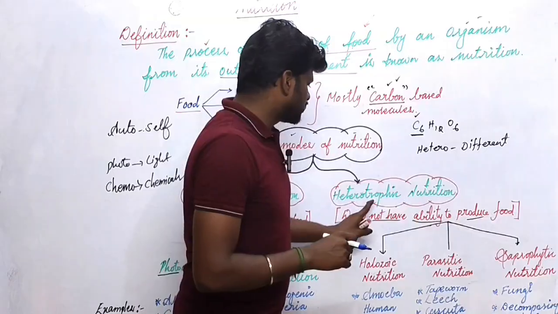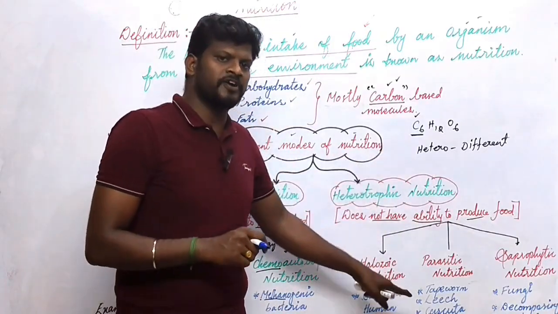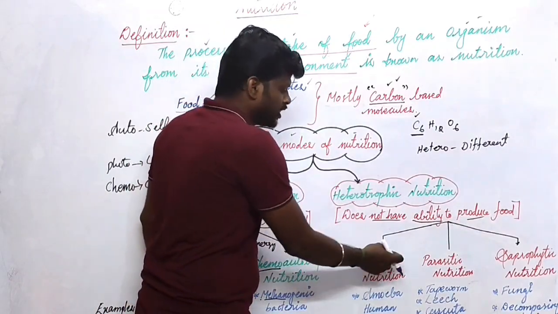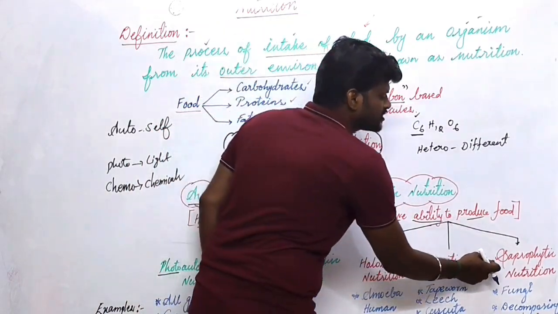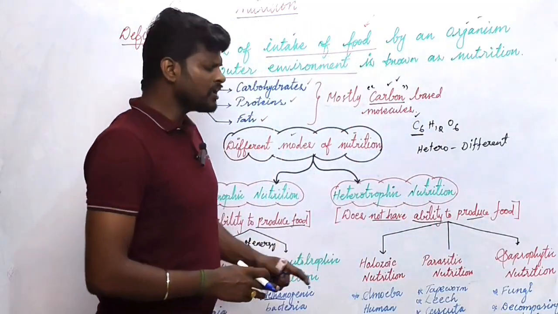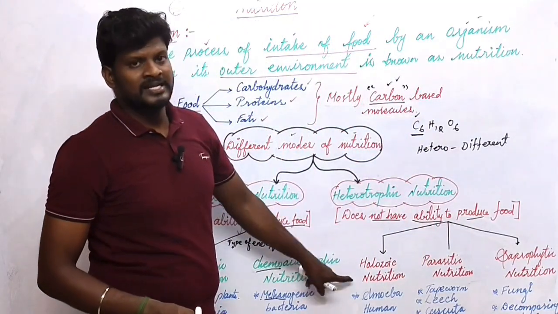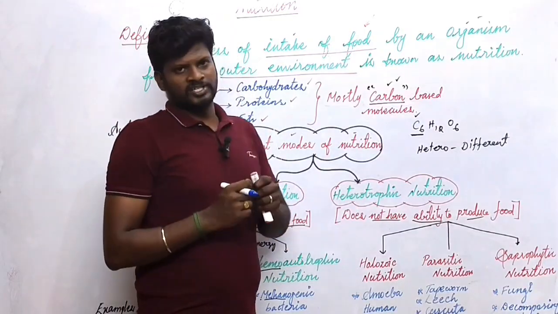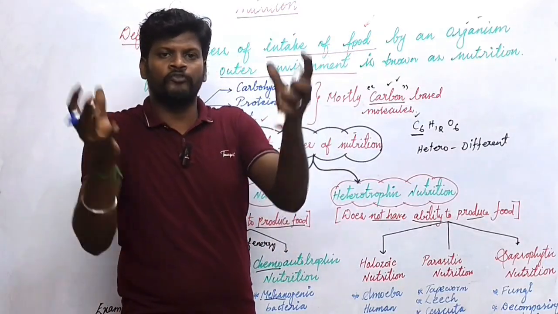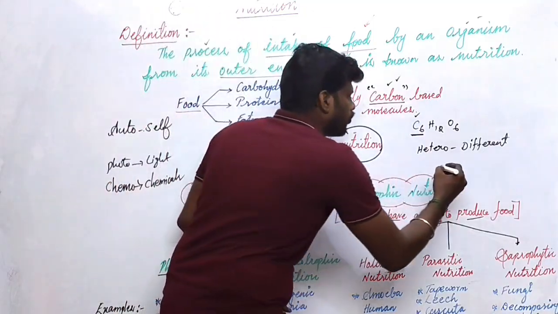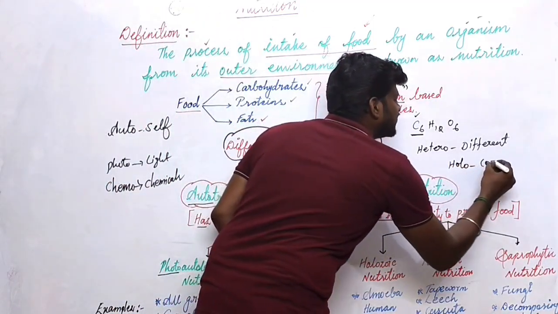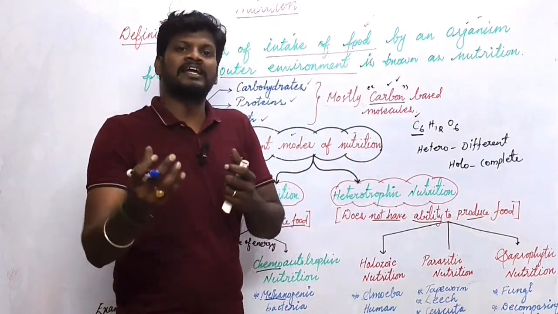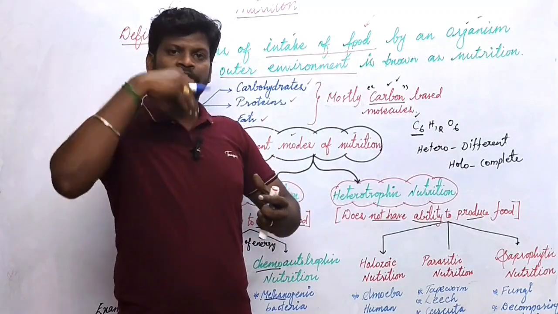Coming to another type, heterotrophic nutrition is further classified into three different types. One is holozoic nutrition, second one is parasitic nutrition, third one is saprophytic nutrition. When it comes to holozoic nutrition, holo means complete, the whole. Certain organisms will intake a complete organic food into the body.